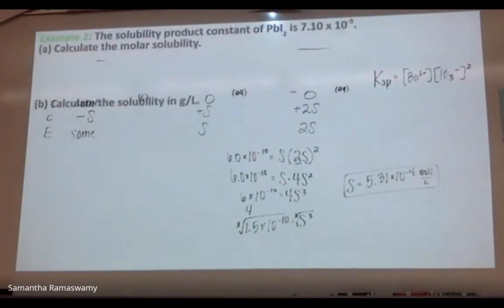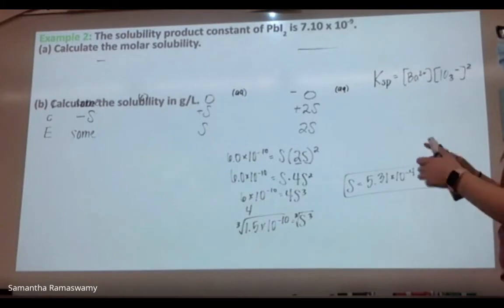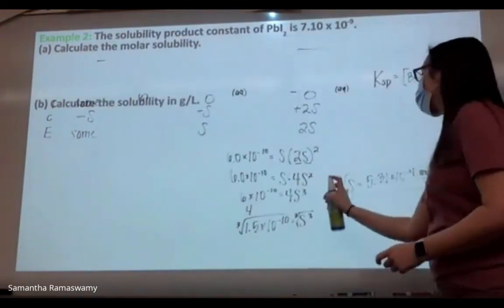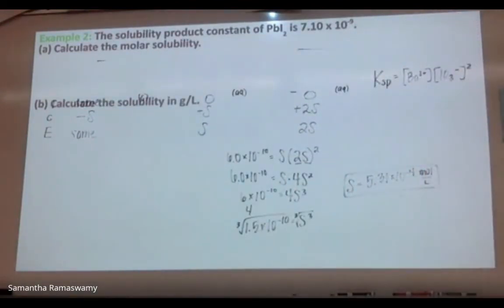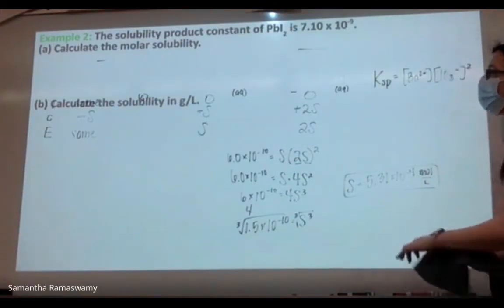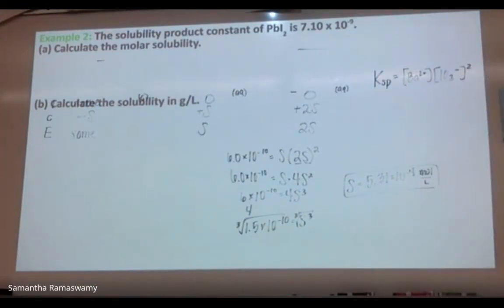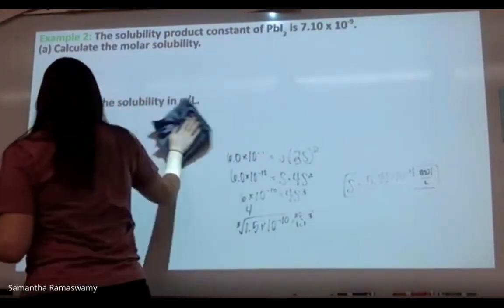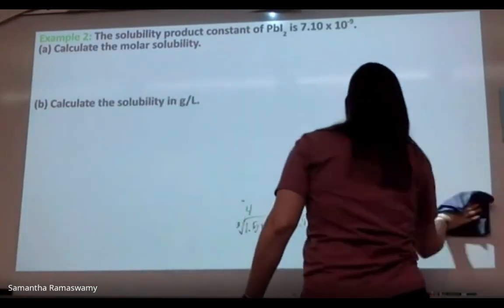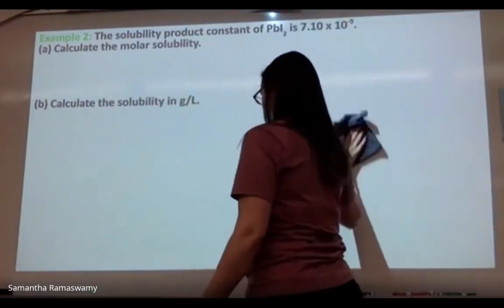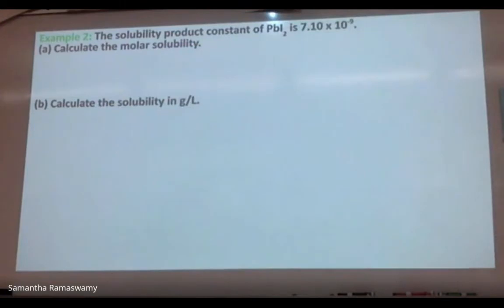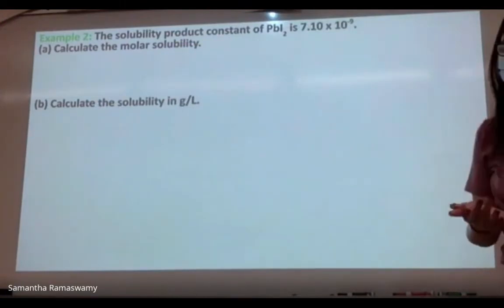So I want to have you guys see if you can at least set up part A. So for example 2, we have PbI2. Start by writing the equilibrium equation and write the Ksp expression. Then part A says calculate the molar solubility. That's just like what we did in part C. And then part B wants you to go from molar solubility, which is moles per liter, to grams per liter. So see if you can work through example 2.